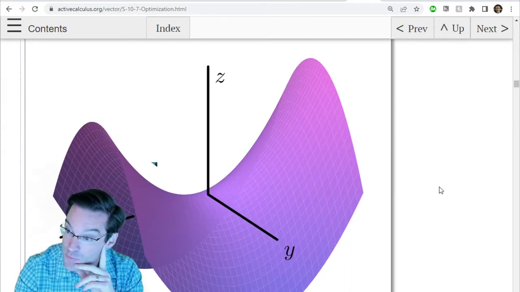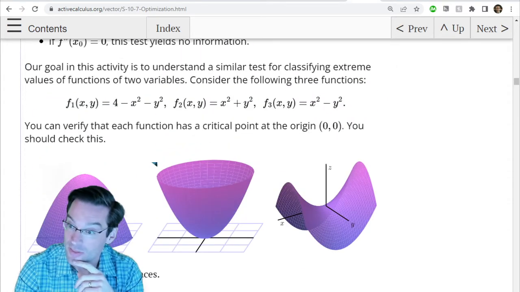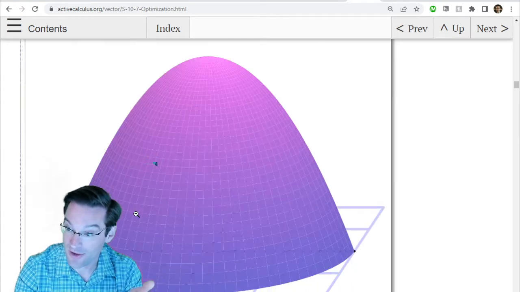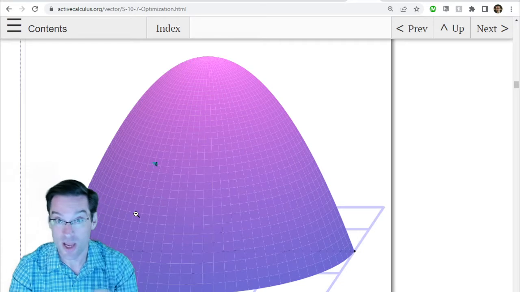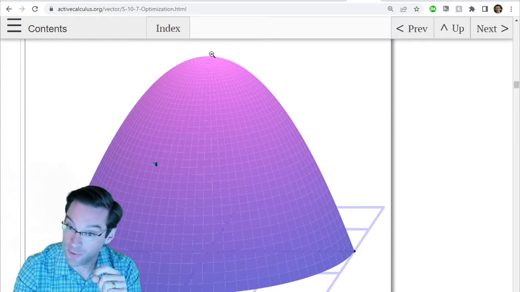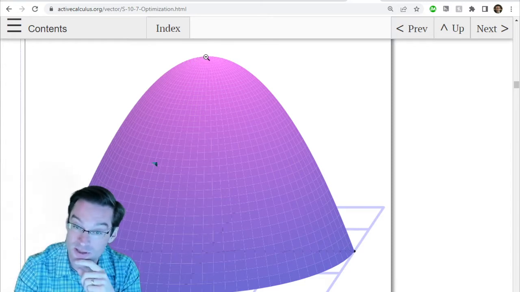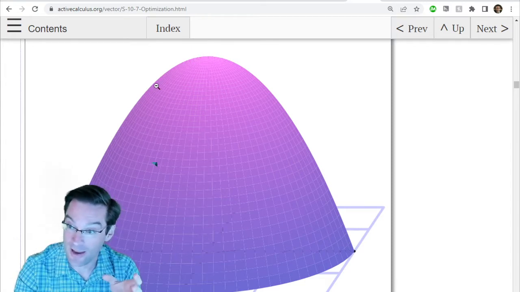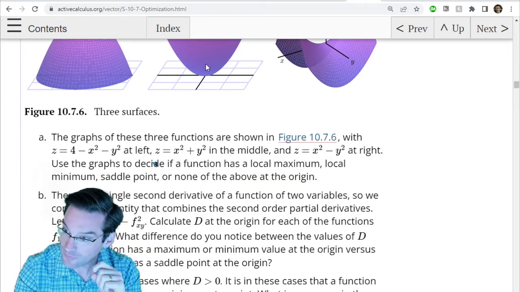And so as you might expect, right, the function whose graph is shown at the left here is going to be our prototype for what a local maximum looks like, right? Because we have sort of this top of the mountain. There's an x, y where the value of the function at this point is greater than the value at any point that surrounds it.